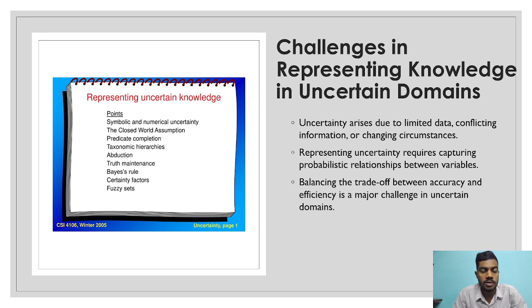Representing uncertain knowledge points: symbolic and numeric uncertainty, the closed world assumption, predicate completion, taxonomic hierarchies, abduction, truth maintenance, Bayes' rule, certainty factors, and fuzzy sets.